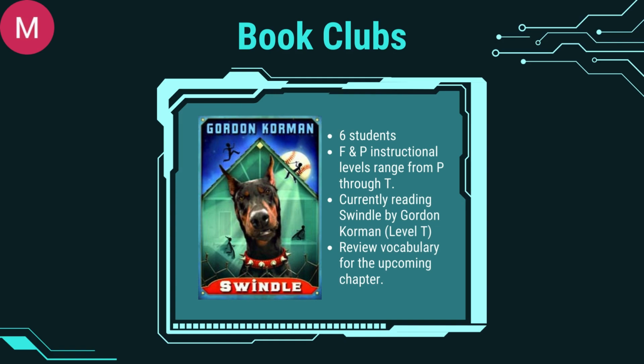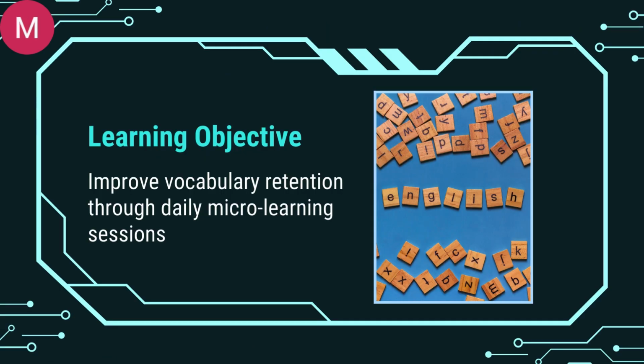Class is multi-grade, so it's common to have mixed grades in these book club groups. The book itself is a level T. One of the tasks that we do in each book club meeting is to review vocabulary in preparation for an upcoming chapter. In this case, they do 2 chapters every reading session. And this was the task that I decided to focus on for my microlearning final project. If I were to display my learning objective, as I know some schools are required to, mine is not, it would be to improve vocabulary retention through daily microlearning sessions.